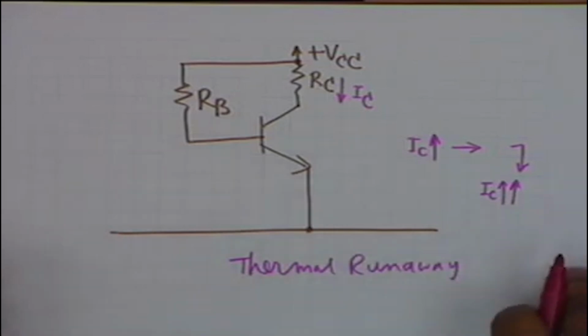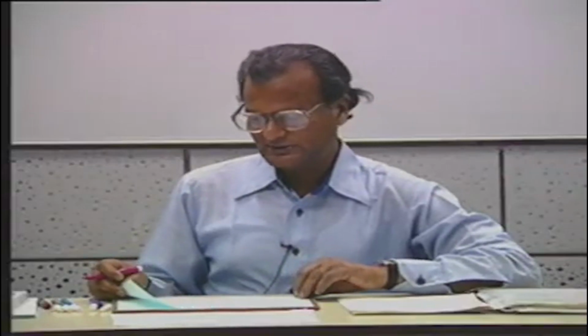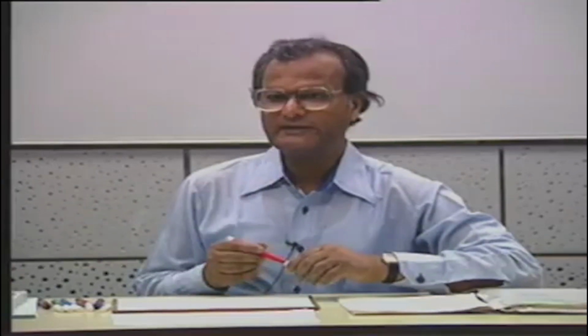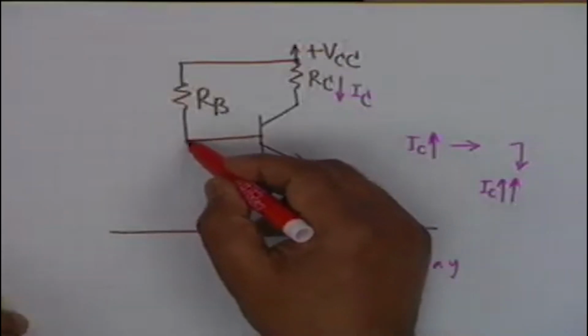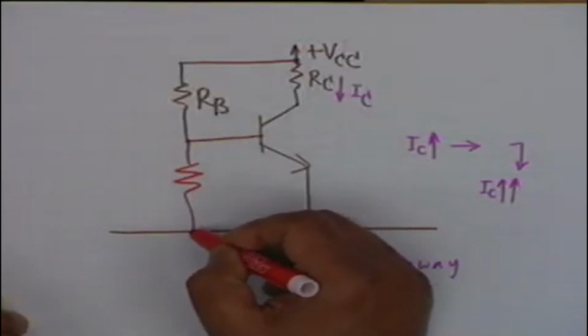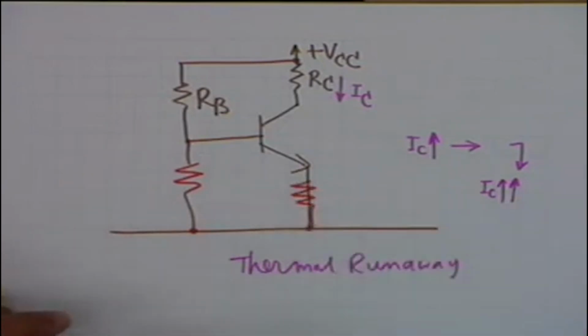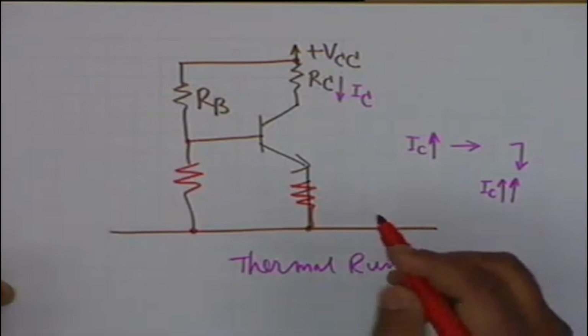And the remedy for this that we had suggested last time, and had terminated the class at that point, was that you introduce to this circuit a couple of other resistances, namely you introduce a resistance from here to ground and another resistance at the emitter lead. This is the most common circuit that is used for biasing a transistor.